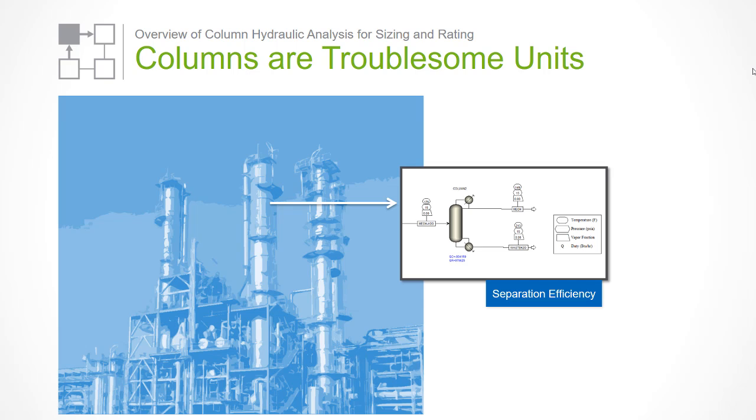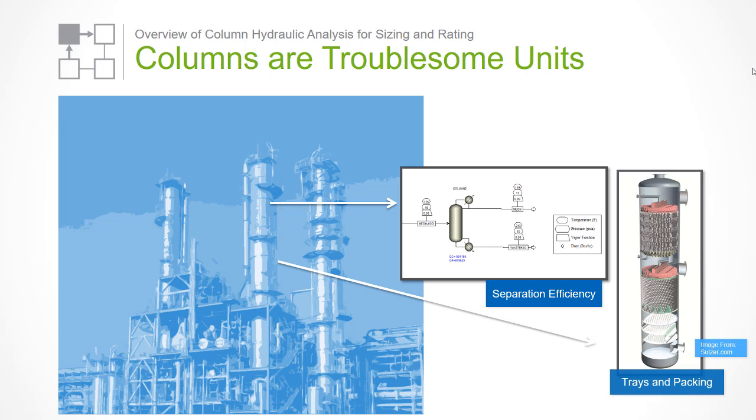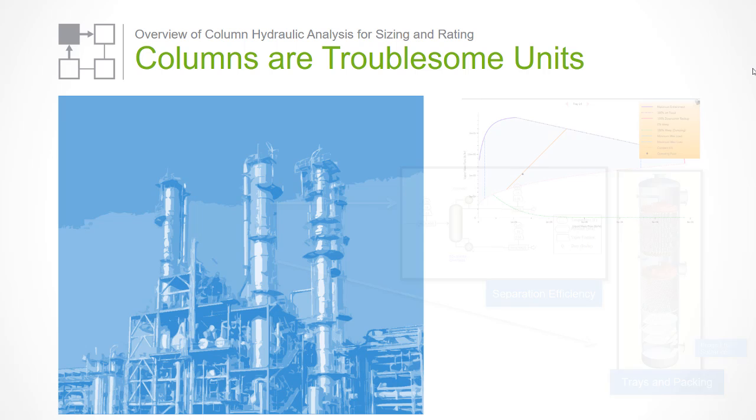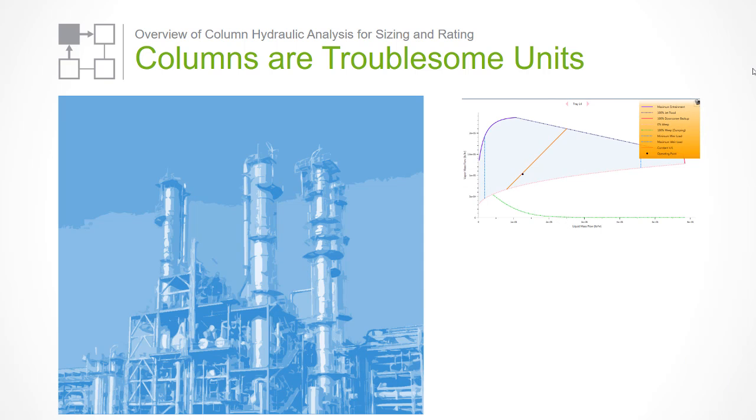Column performance is typically evaluated first based on thermodynamics. The next step is to understand the vapor and liquid traffic in the column as a result of the trays or packing. These internals put physical limits on the operation of the column. These limits can be exposed with plant disturbances or operational changes.